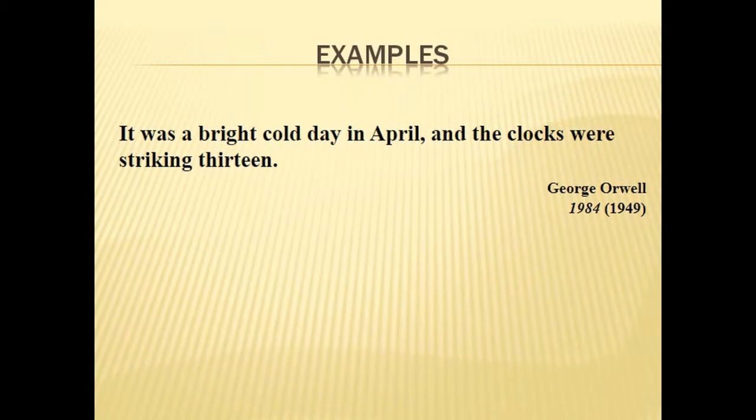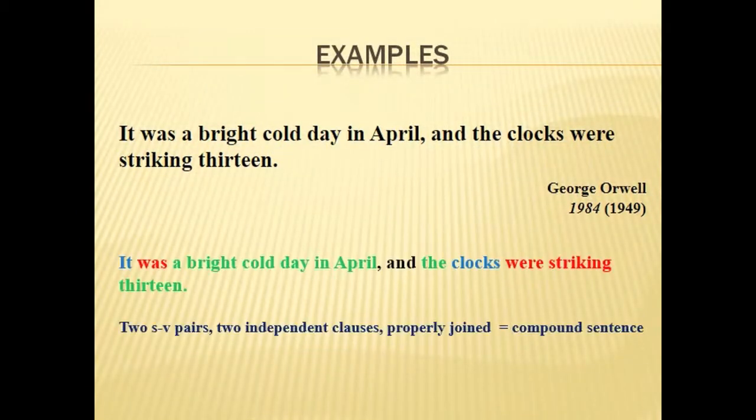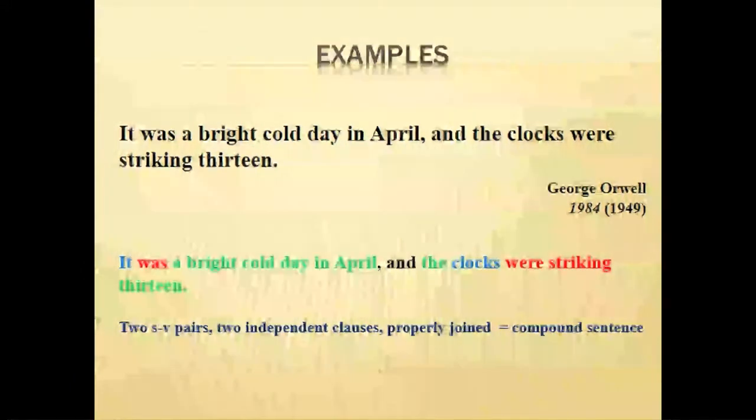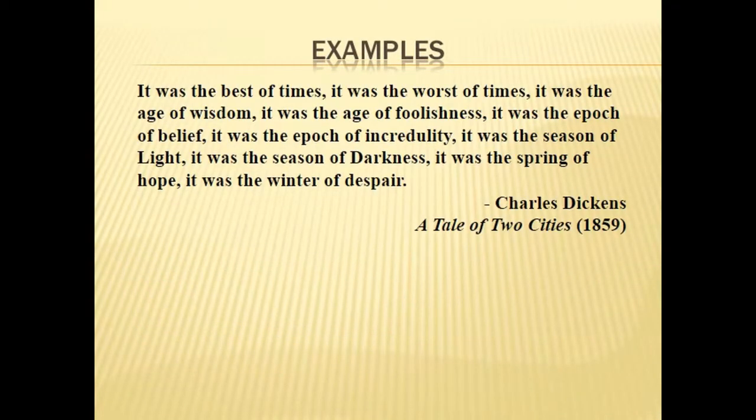It was a bright, cold day in April, and the clocks were striking 13. 2 subject-verb pairs, 2 independent clauses properly joined. That makes this a compound sentence. Here's Charles Dickens' A Tale of Two Cities. This is the first sentence, an extremely famous sentence. Usually only the first 2 clauses are mentioned.